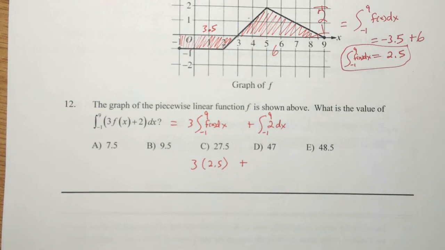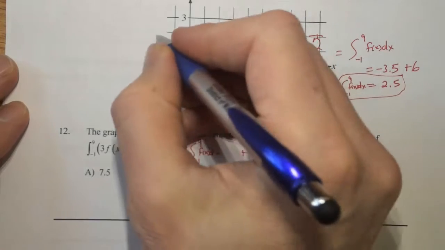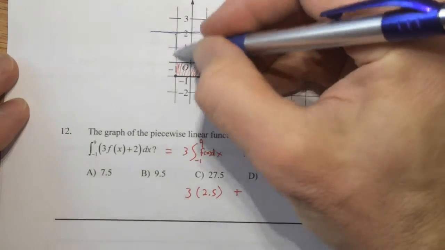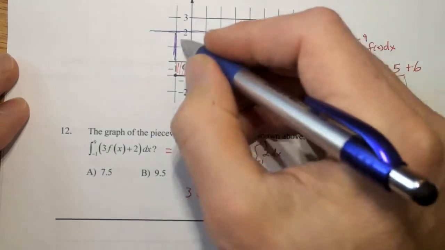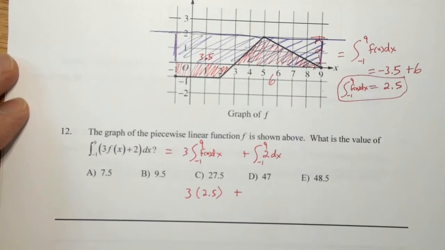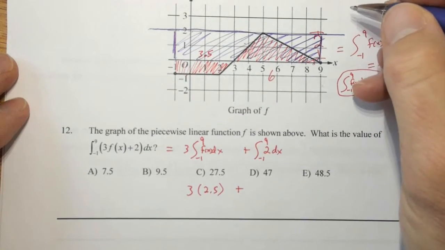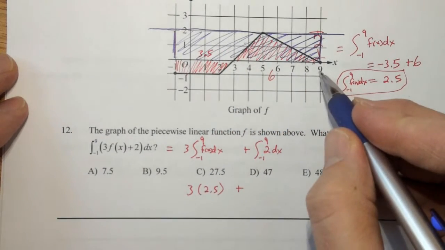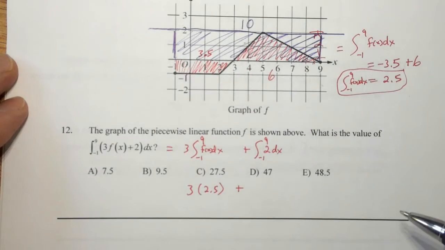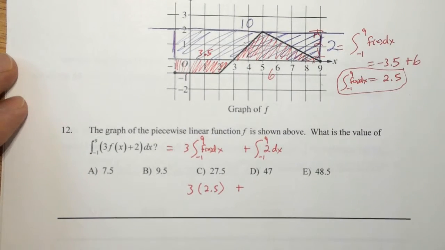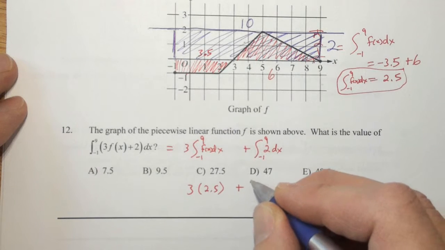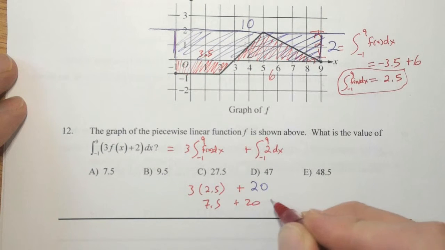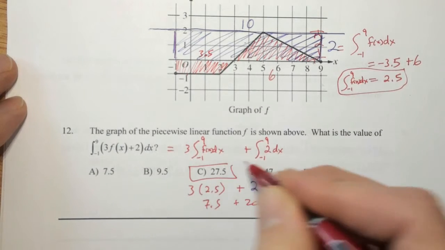So let's do this. Let's go back to our graph here, all right? And let's graph y equals 2. That's this blue line right there. We're going to go from -1 to 9. So we want this blue region right there, which is obviously a rectangle. The base of the rectangle, we see 1, 2, 3, 4, 5, 6, 7, 8, 9, 10 units, which we could obviously get by doing 9 minus -1. So the base is 10, and the height is 2. Right, so that means that we are adding the area, which is 20. Well, 3 times 2.5 is 7.5, and when we add 20 to that, we get 27.5, which is why our answer is going to be C.